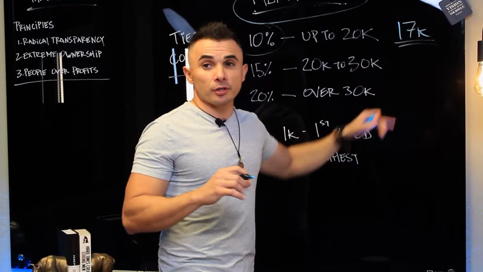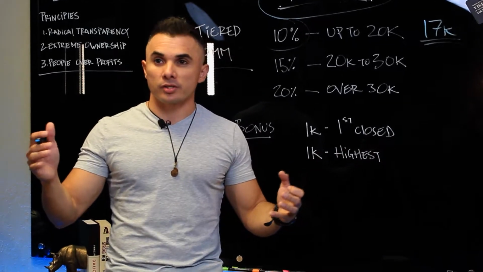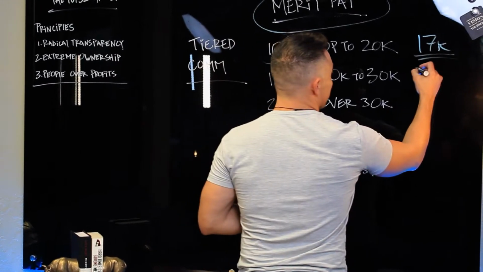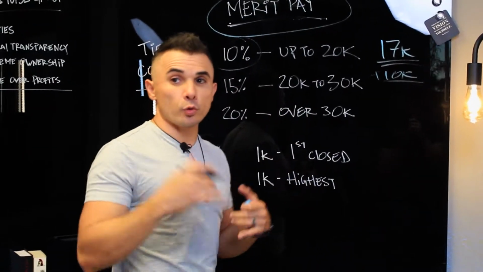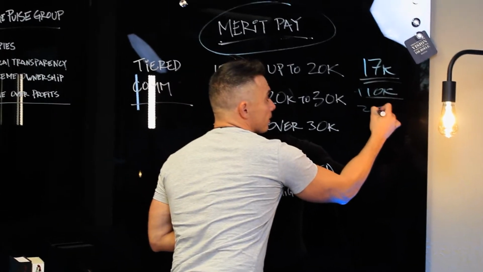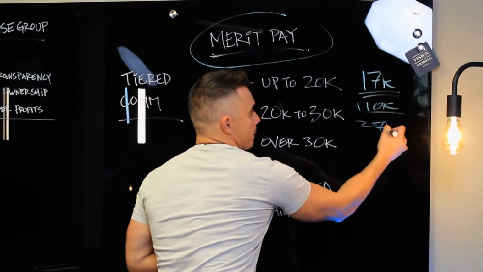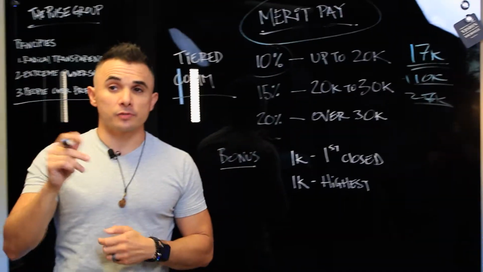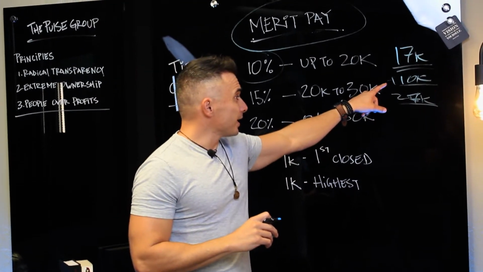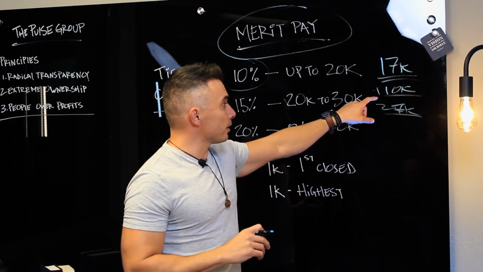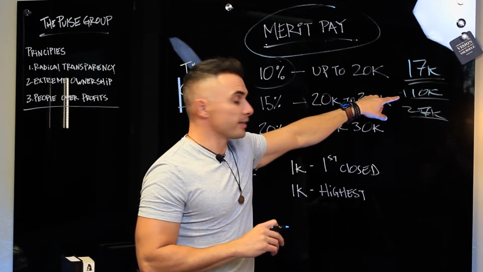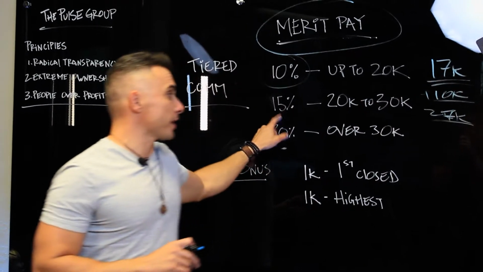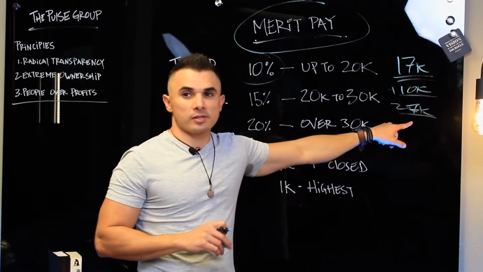Now, if they bring another deal for, say, I don't know, $10,000, all right? They bring an additional 10. Now they're up to $27,000 for that month. They're gonna make 10% on $3,000 because it's gonna be the balance between the 17 and the 20. And then they're gonna be making 15% on those $7,000, all right?